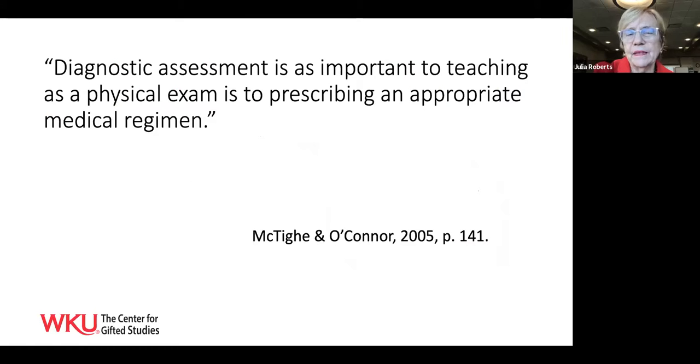I think this is a really important statement. It's a quote. Diagnostic assessment is as important to teaching as a physical exam is to prescribing an appropriate medical regimen.